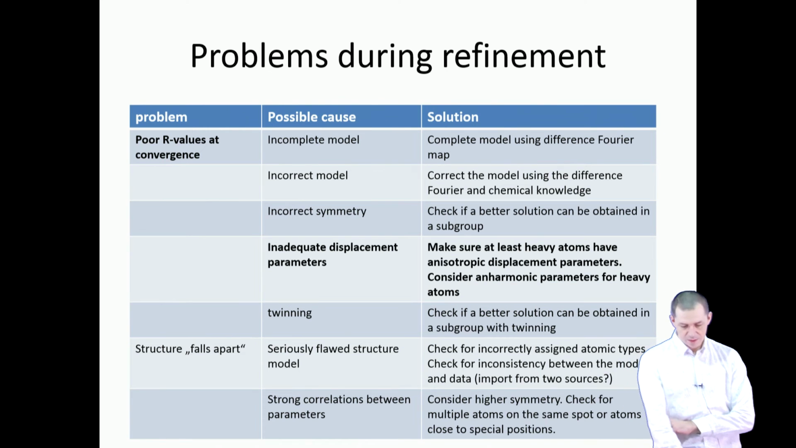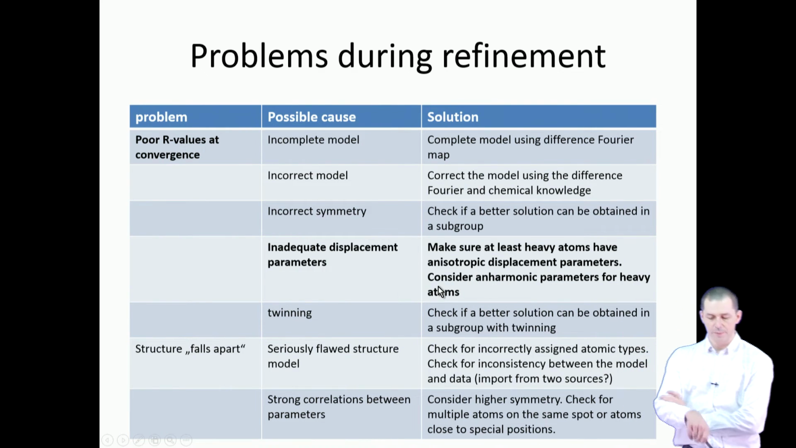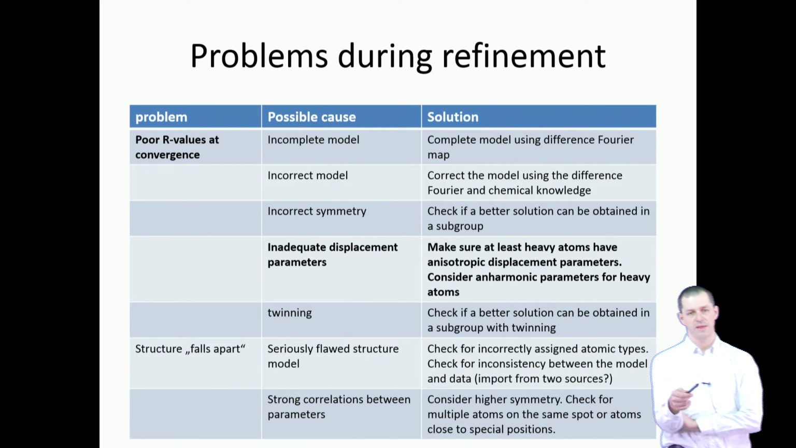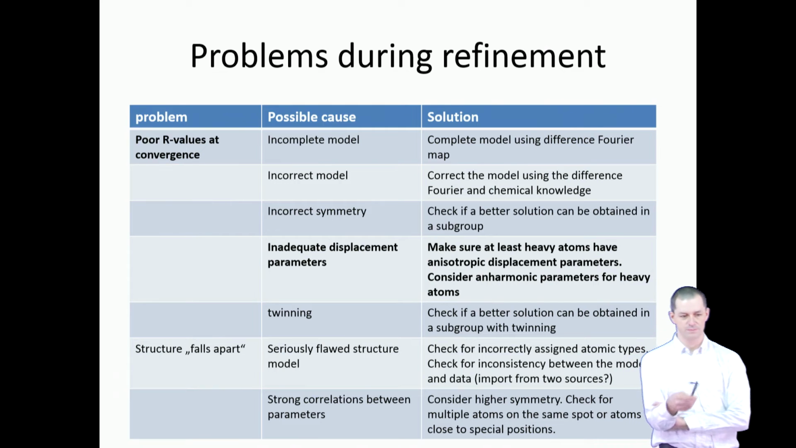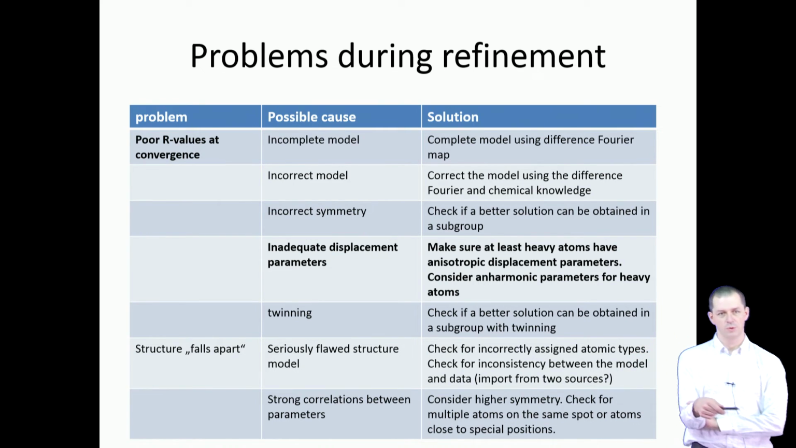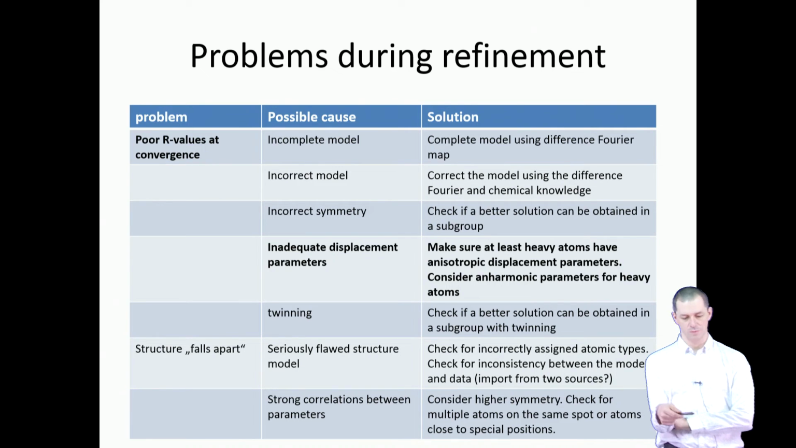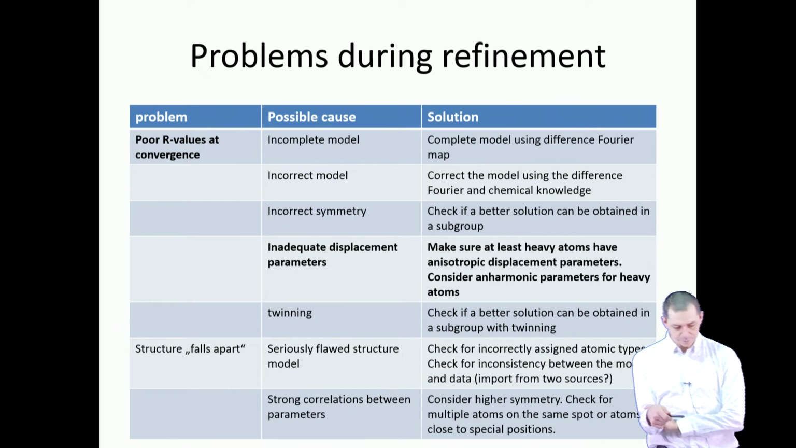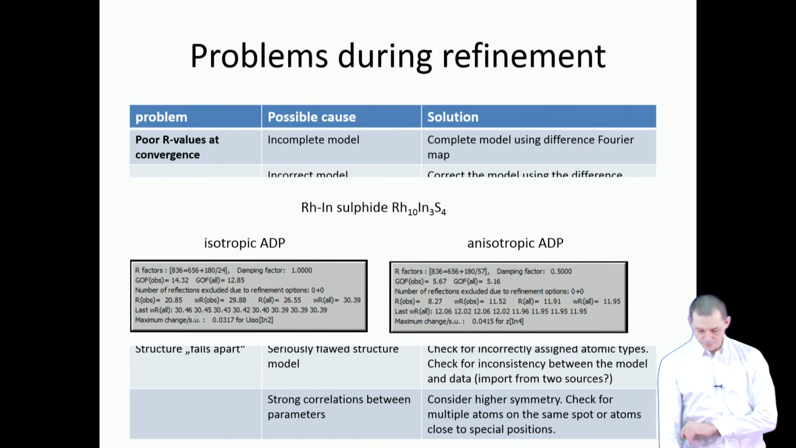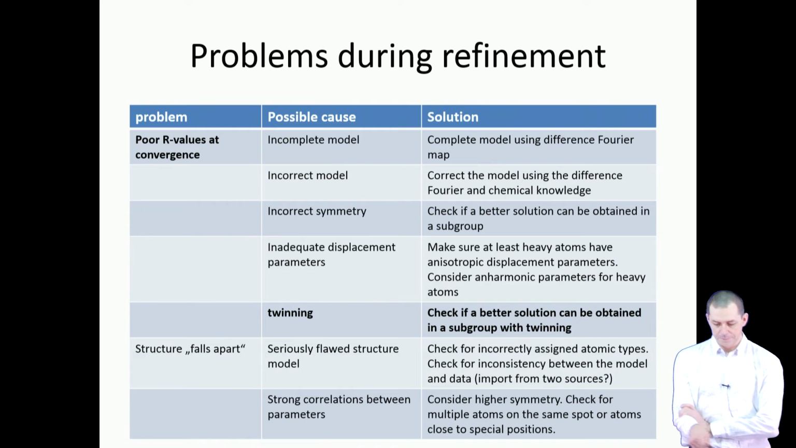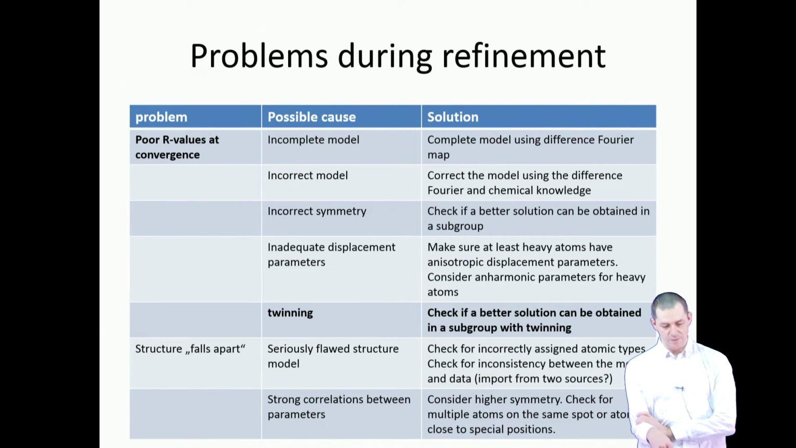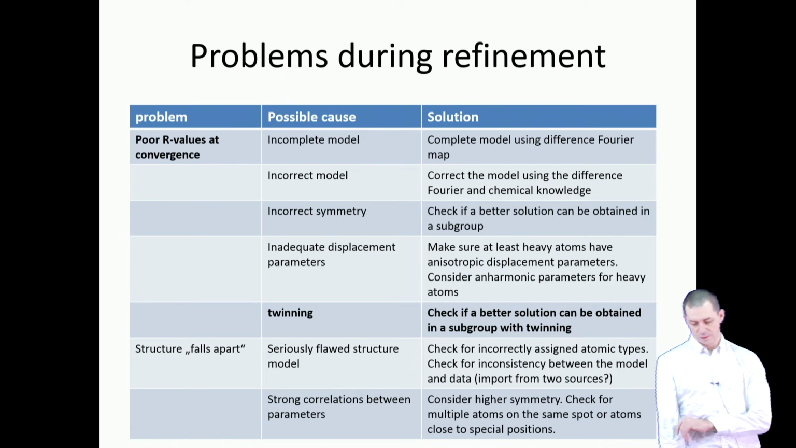In some cases, you may need to consider anharmonic parameters for heavy atoms, as was the case for the practical example on silver antimony sulfide, where the silver has a certain anharmonic shape, and shifting the silver from harmonic description to anharmonic actually decreases the R value to almost 1/3 of the original value, so dramatically. And again, another possibility is that you have twinning, and then you should check whether a better solution can be obtained in a subgroup with twinning.